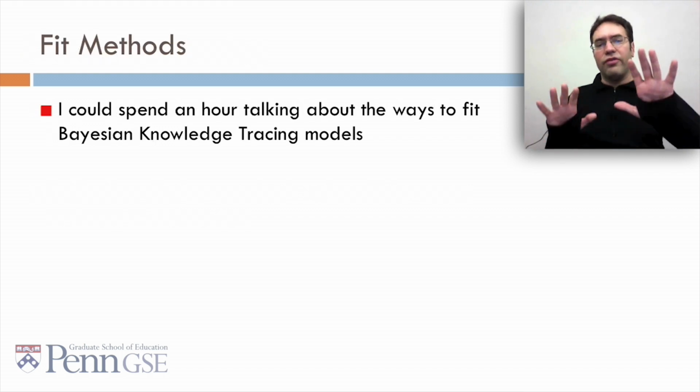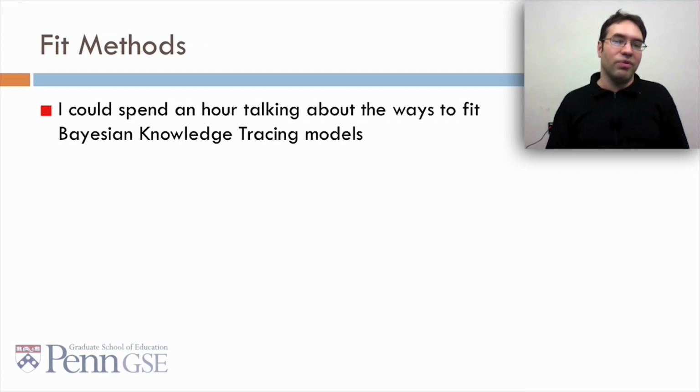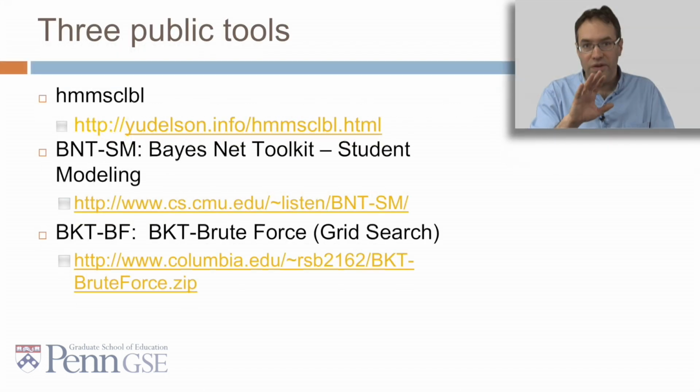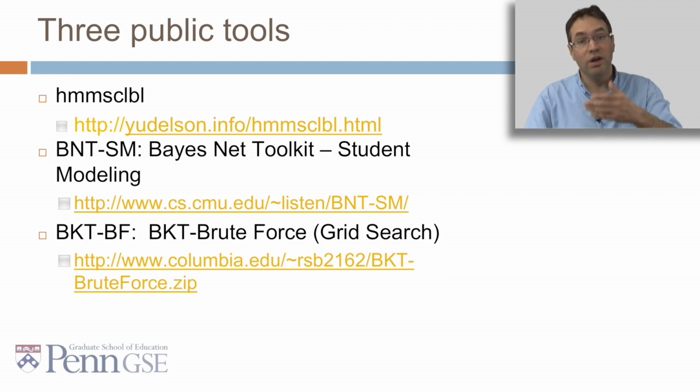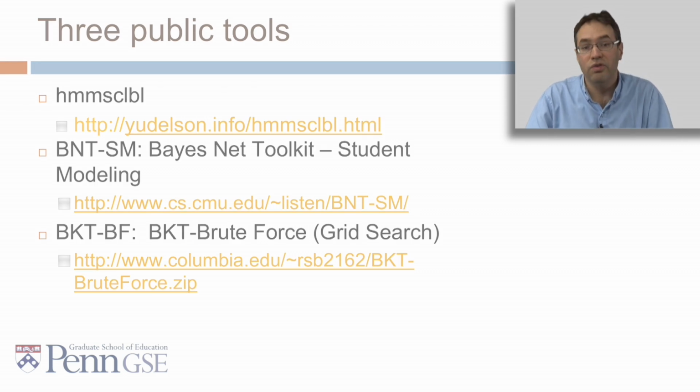Now I could talk for an hour or more, many hours, talking about the ways to fit Bayesian knowledge tracing models. I'm a total geek for this. If you don't want to get to the trouble of fitting it yourself, which probably isn't worth the trouble unless that's actually an area of interest for you, there are 3 public tools you can use. Probably the best one is HMM-SCLBL by Michael Udelson, but 2 other options are BNTSM, the BayesNet Toolkit Student Modeling, which does expectation maximization, and BKTBF, BKT Brute Force, which does a grid search algorithm. All 3 of these are open on the web, and you can use them.